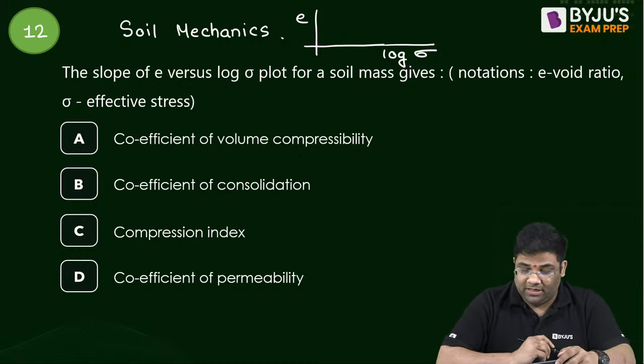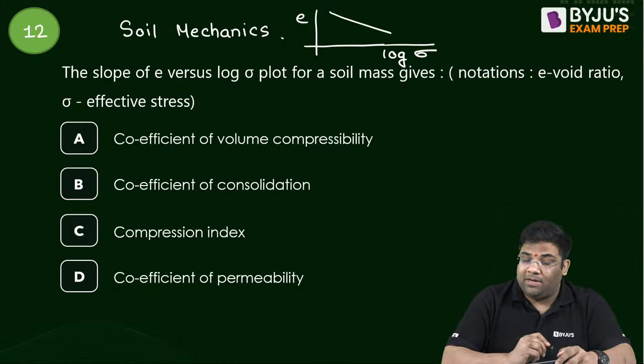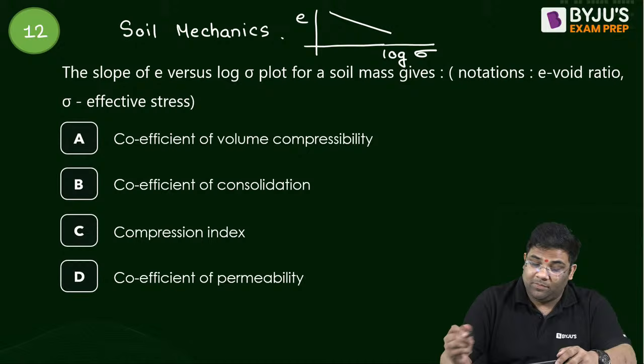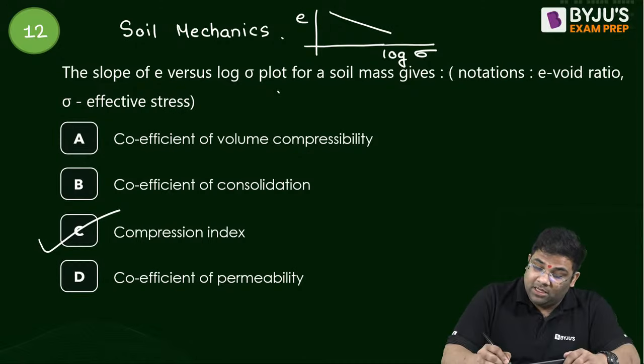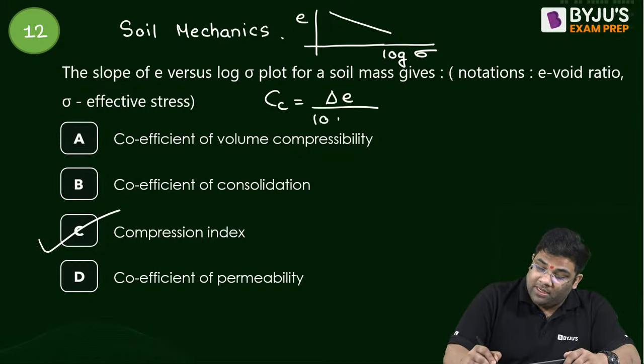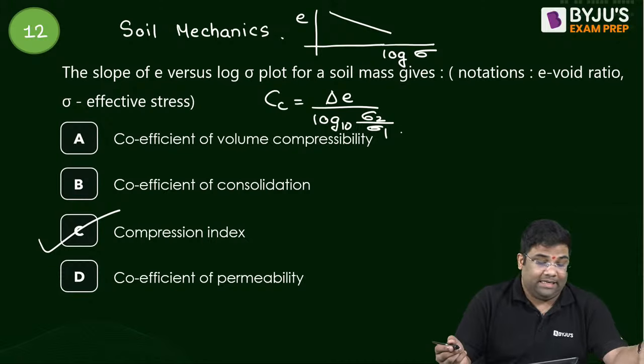What do we achieve here? We get a curve, we can say a slope, like a line like this, or we can say a plot like this. Okay, so we get what? The compression index. The slope of this is the compression index. What was compression index? The change in void ratio by log 10 of sigma 2 by sigma 1, compression index.